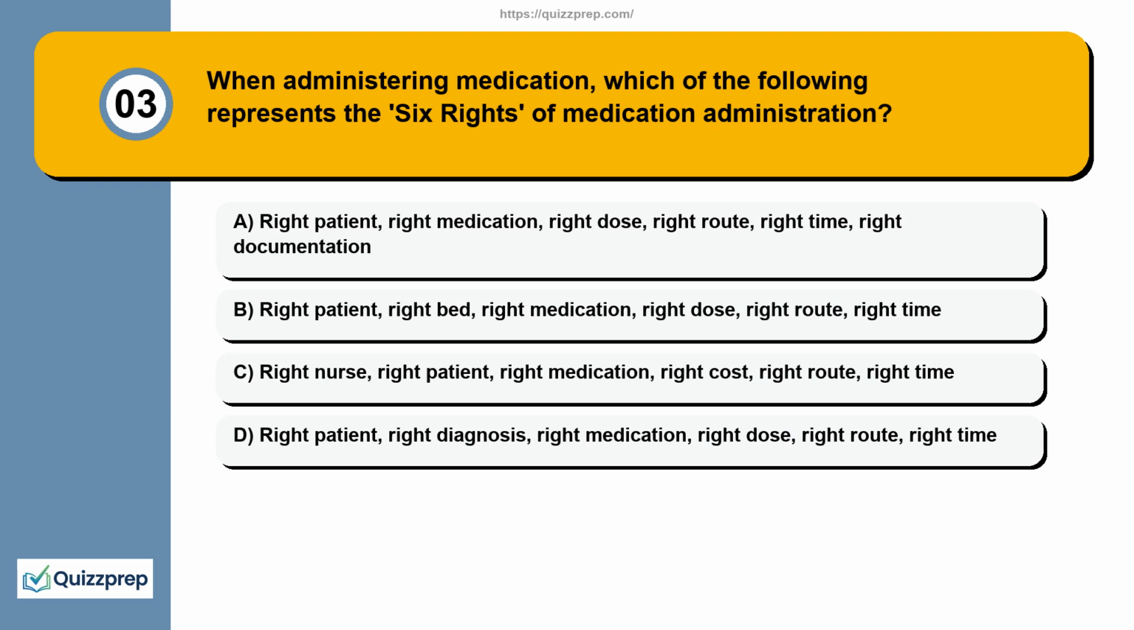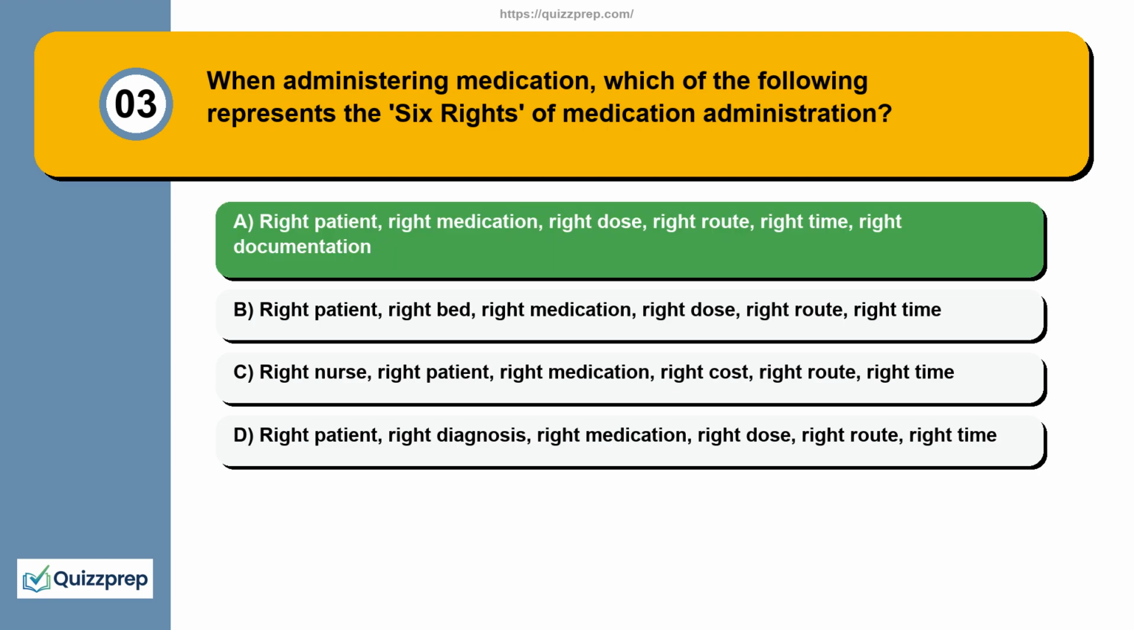Option C. Right nurse, right patient, right medication, right cost, right route, right time. Option D. Right patient, right diagnosis, right medication, right dose, right route, right time. The correct answer is option A.